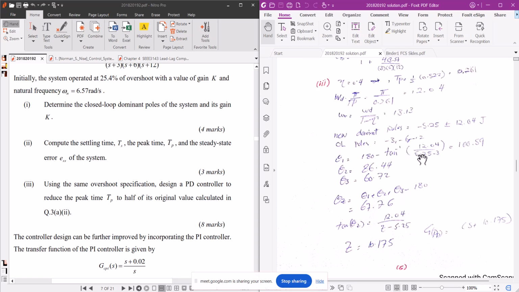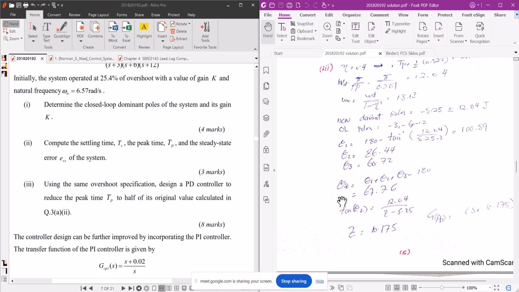Theta 2 and 3. Theta 2, you calculate with 180 minus tan inverse 12.04 divided by 5.25 minus 6. Put this 6 here, minus 6. You get theta 2, and similarly theta 3, put that 12 here. Okay, so you get theta 1, theta 2, theta 3 for the 3 poles respectively. Then add all of these angles and subtract 180. You get the theta z, your new controller, the placement of your 0 of the PD controller.